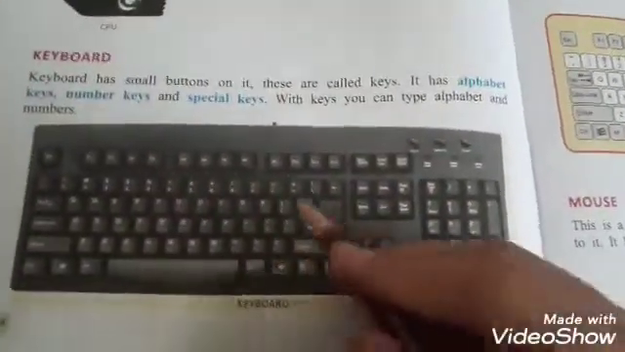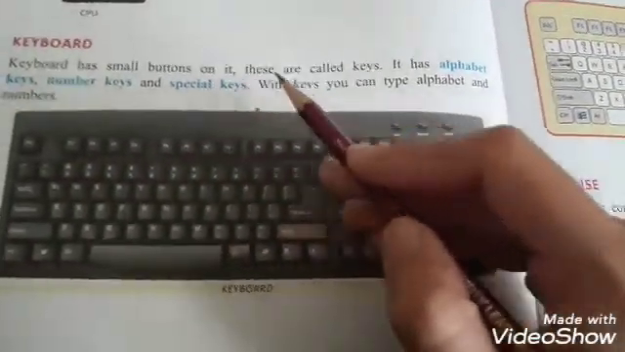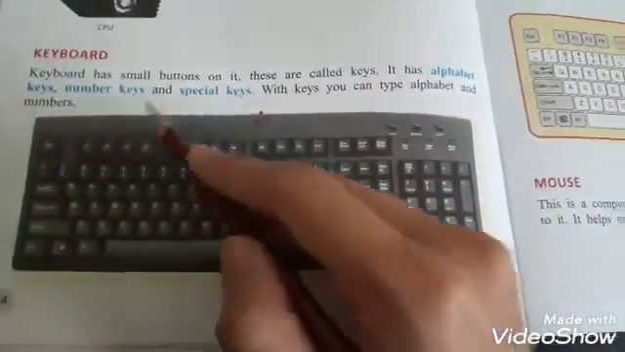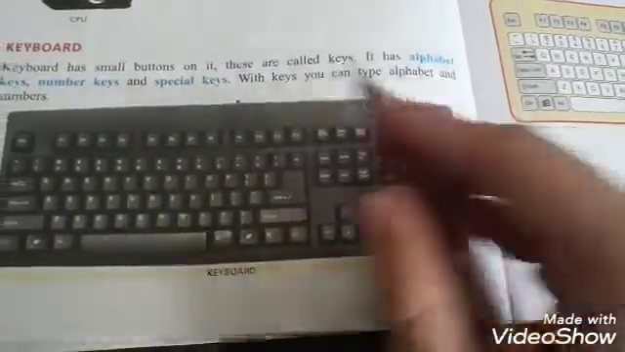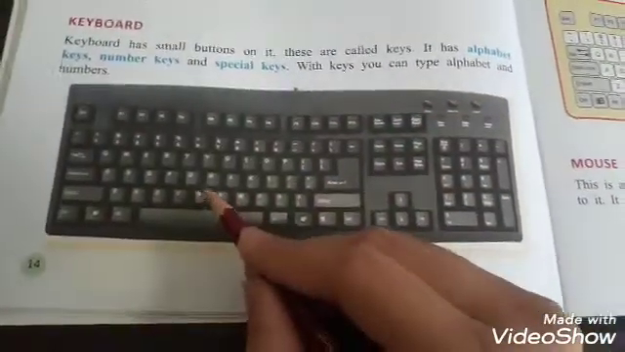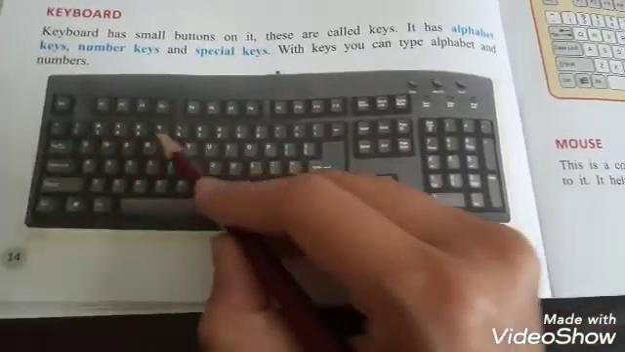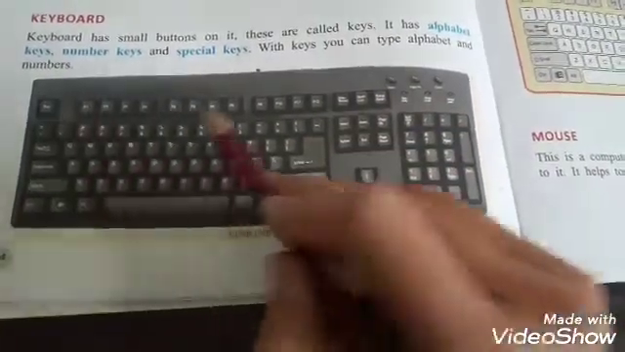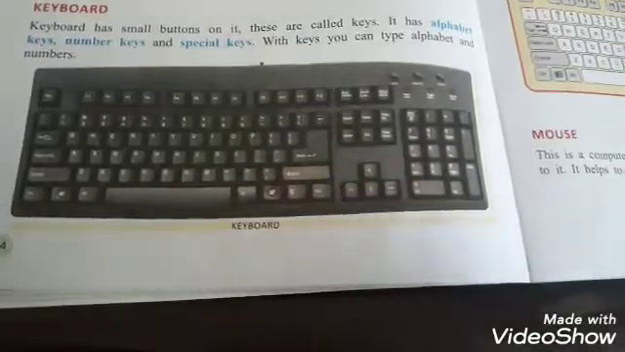Keyboard. You can see a keyboard. A keyboard has small buttons on it. These are called keys. It has alphabet keys, number keys, and special keys. With keys you can type alphabet and numbers. You can see that these are the alphabet keys and these are the number keys. These are also the number keys, and here are some special keys that perform different functions.